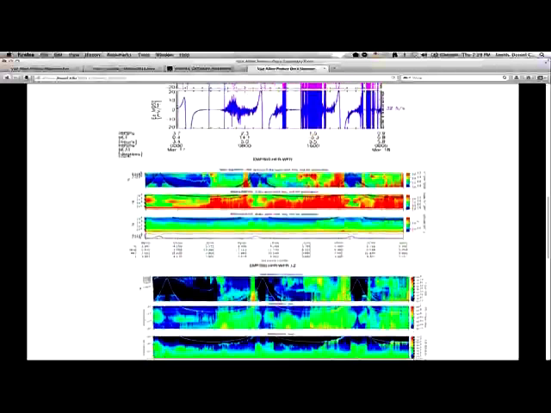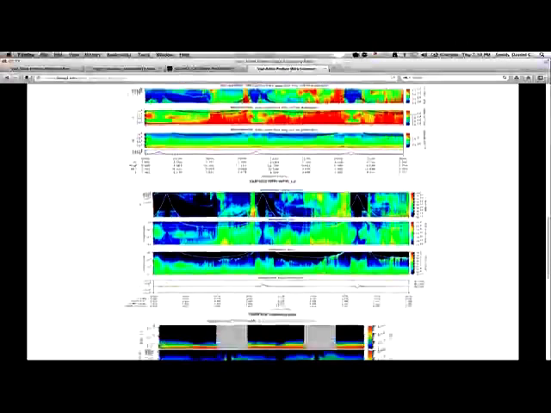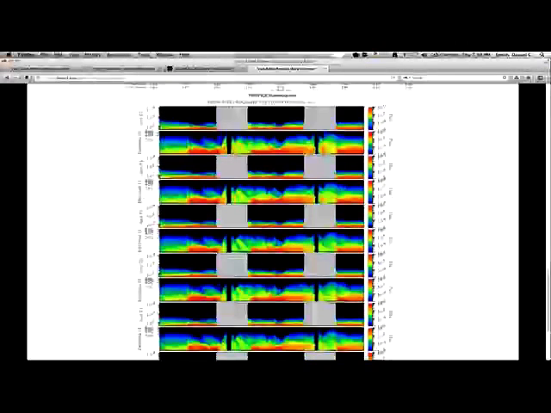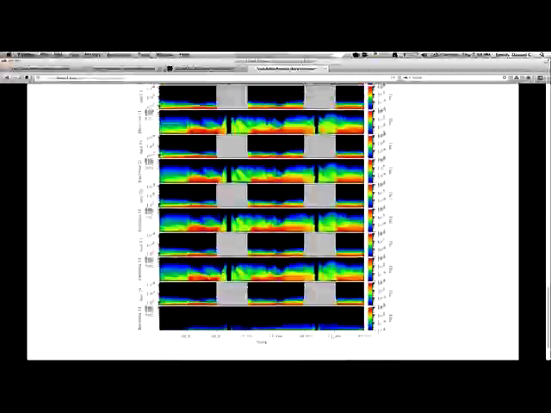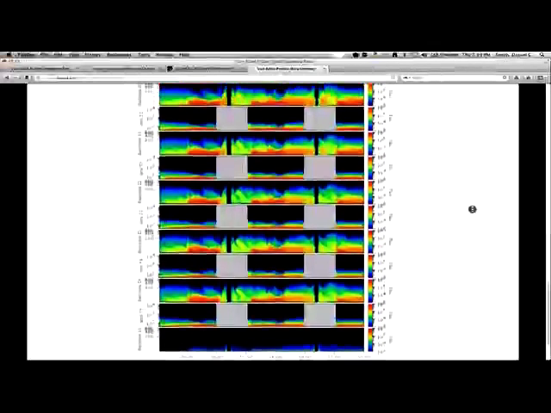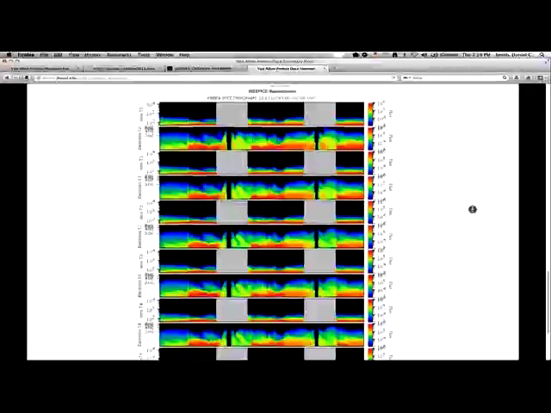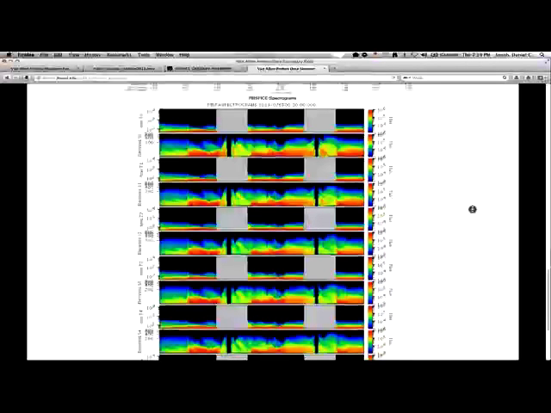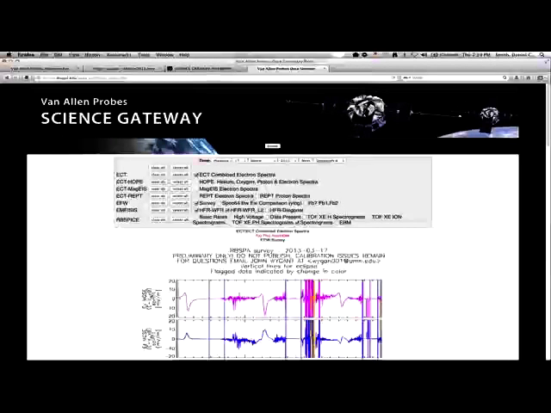I guess the point is that the individual instrument teams provide these daily summary plots as part of our public interface to the data. Say scientists have made a measurement on another spacecraft or on the ground, and they want to see, did RBSP see anything interesting on this day? And should I then bother to contact the instrument teams and get more detailed data? This is their interface for doing that.